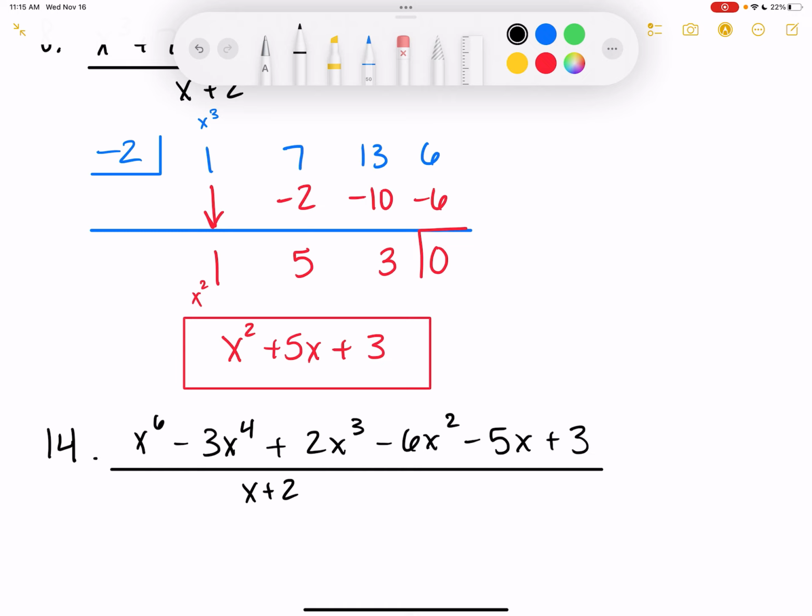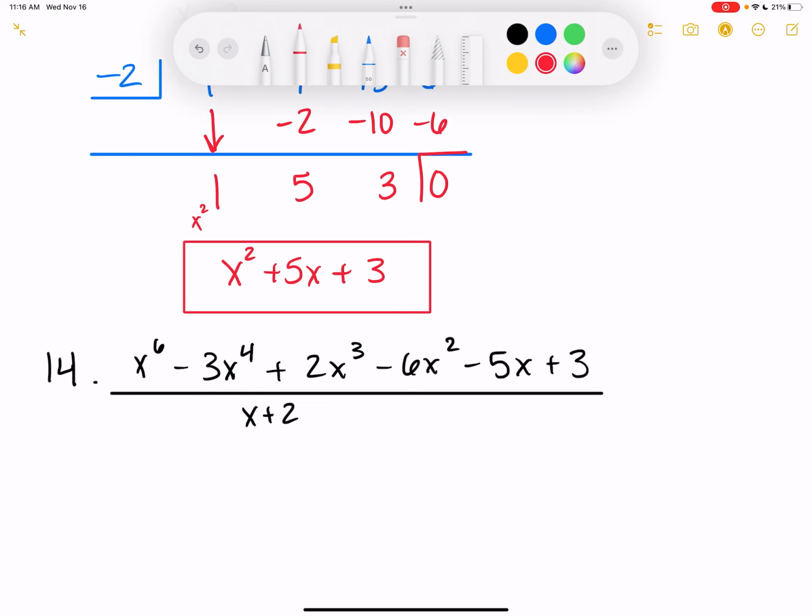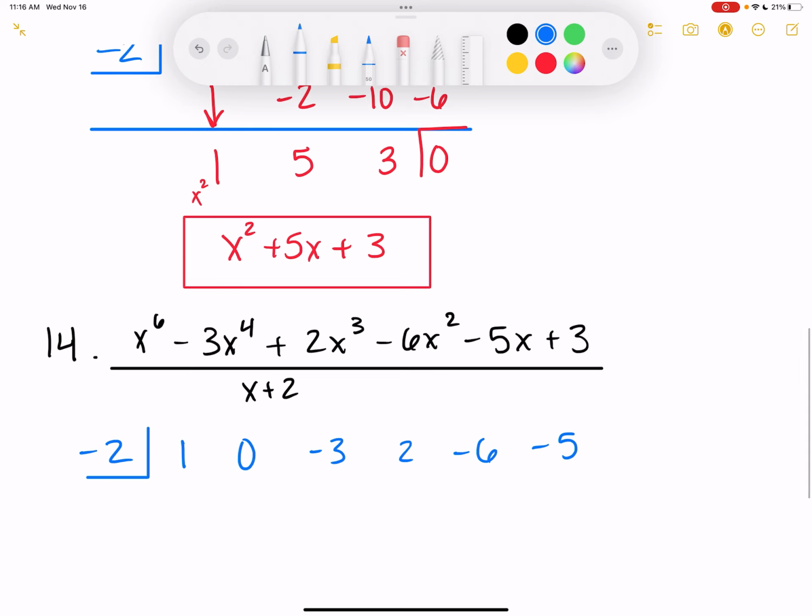Now this section doesn't have that, but that would be what we would have to do. Technically they do show polynomial long division, but I just do synthetic. So negative 2 is going in the corner in the box. Now notice x to the 5th is missing, so I need to put in a 0 for that, but I start with x to the 6th, so that's 1, 0, negative 3, 2, negative 6, negative 5, 3. So this one is just longer.